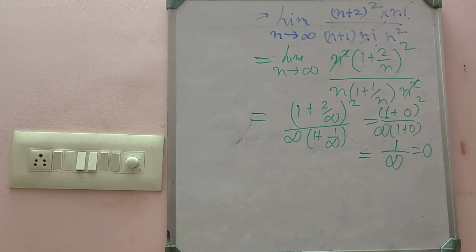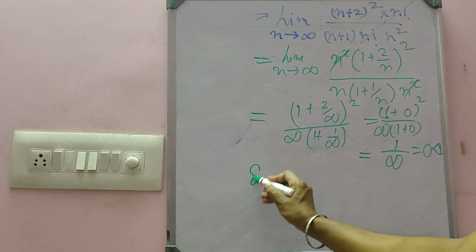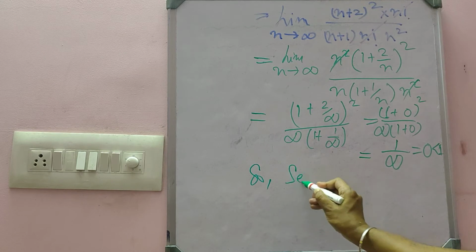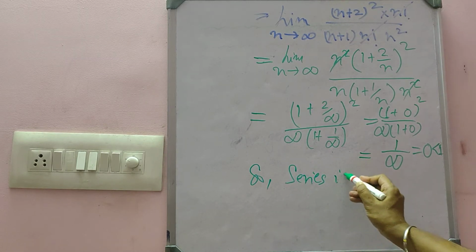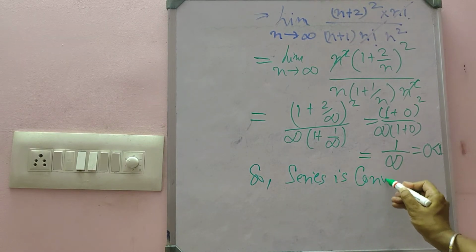So 0 is less than 1. Our condition, you know, I have already given: when your limit value will come less than 1, then your series will be convergent. So the series is convergent.